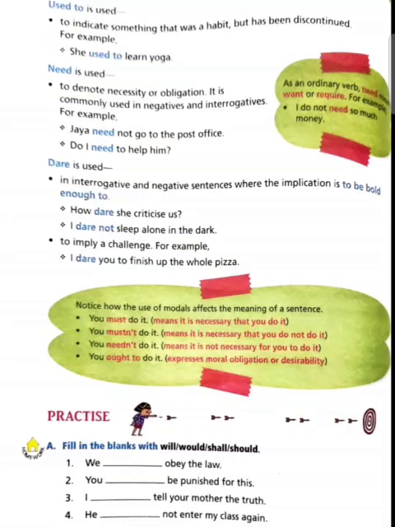And last, dare. So children, dare is used in interrogative and negative sentences where the implication is to be bold enough to. So dare can be used to be bold enough to show your dare. Like how dare she criticize us? I dare not sleep alone in the dark. So in such cases we will use dare. And to imply a challenge also, to give a challenge, we can use dare. I dare you to finish up the whole picture.